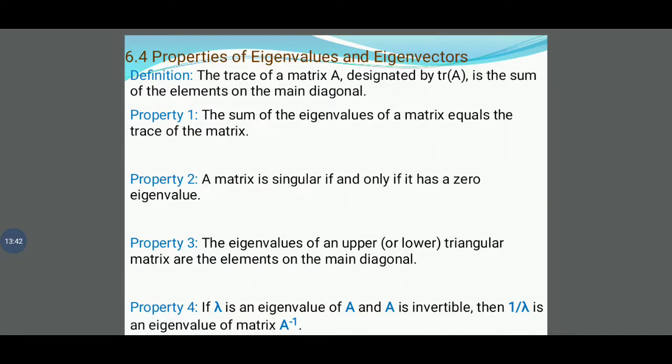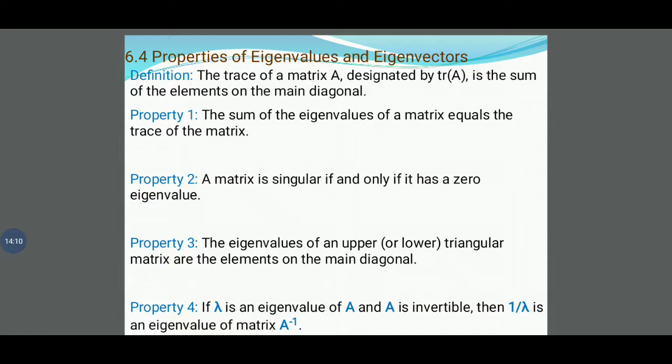That is the eigenvalue and the relation between trace and eigenvalue. Next, the matrix is singular if and only if it has a 0 eigenvalue. If the determinant value is 0, that means we can say the matrix is singular. Then we can say that at least one eigenvalue of the matrix is 0.